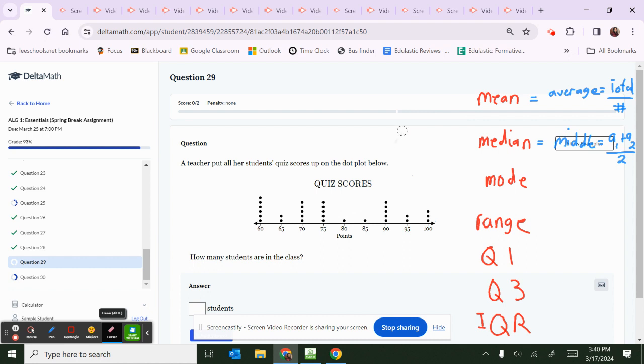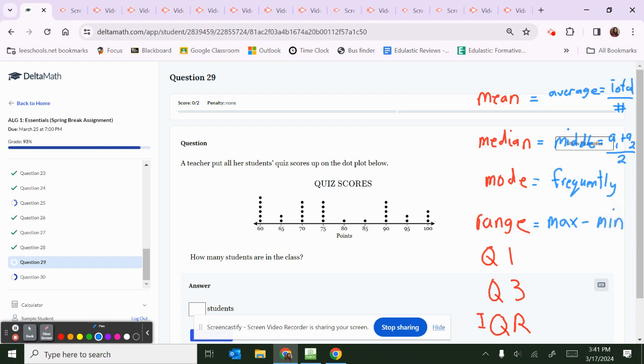The mode is your most frequent amount. So it's the number that you see most frequently. Your range is your largest value, or your maximum value, minus your smallest value, or your minimum value.